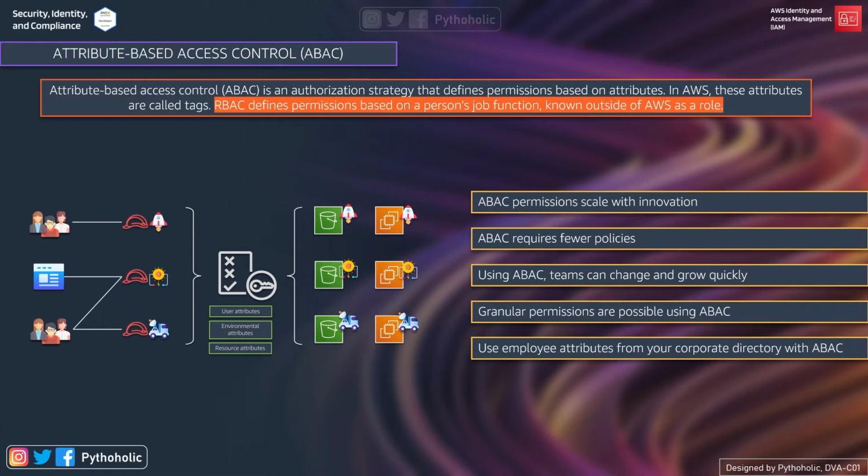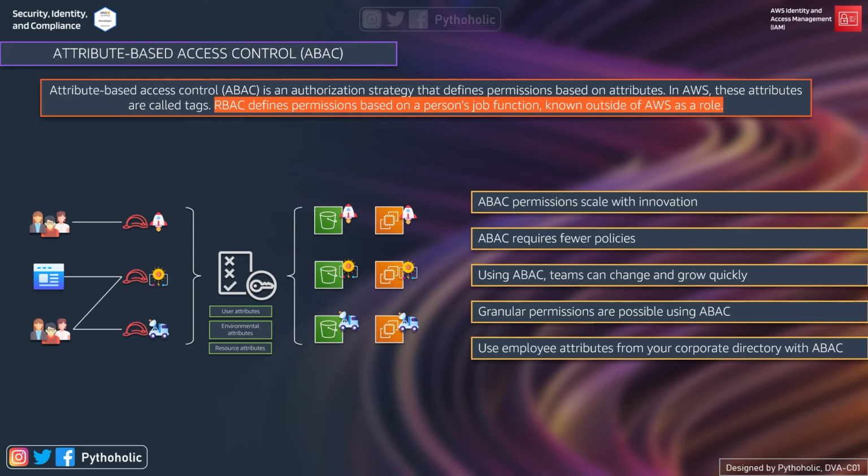Next, granular permissions are possible using ABAC. This is because unlike RBAC, you can actually implement least access privilege principles by creating a policy with permissions to just perform the task. But this is good in a way because permission scaling is rapid in attribute-based access control.